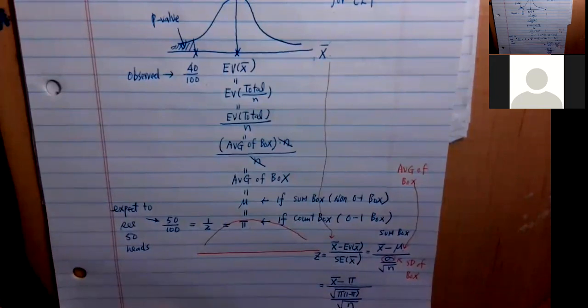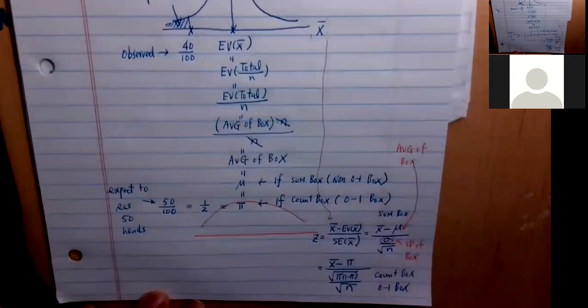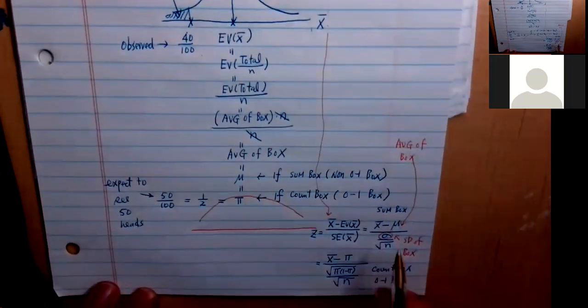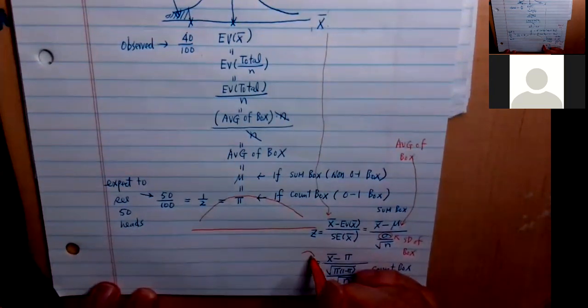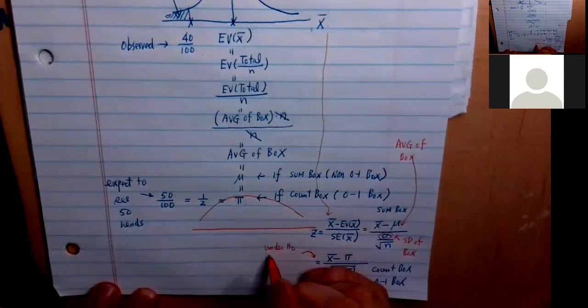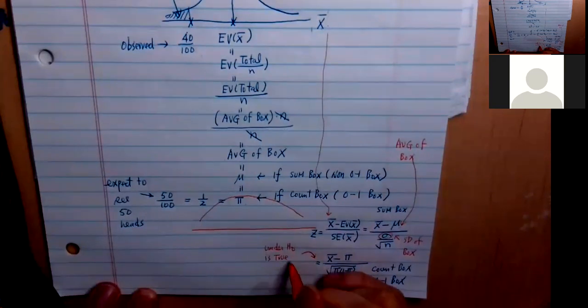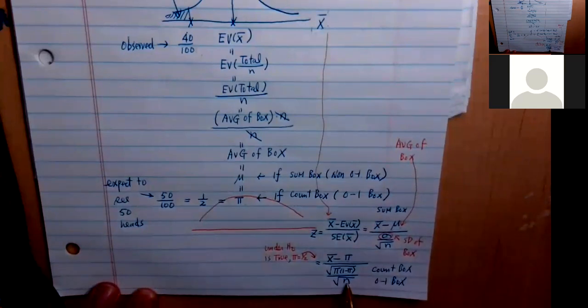This is the situation when this is a count box, or you say a 0, 1 box. And what do you know about pi? Well, under H naught is true, it's a fair coin, right? Pi equal to what? 1/2. So you plug in 1/2, plug in n equal to what?